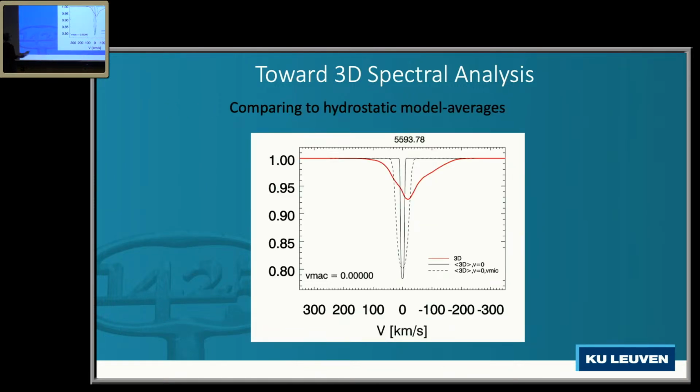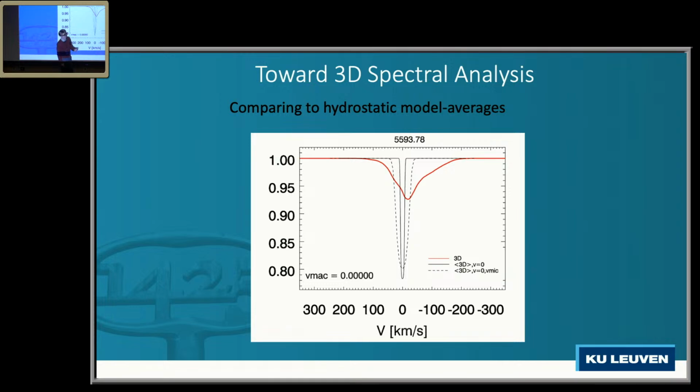Now, just to give you one first example, I took the optical line here, comparing to now a hydrostatic model average. So here is now my hydrostatic model average, where I just took the average and then set the velocity field to 0. What you can see is that the lines are much, much narrower, right? And that's your classical 1D micro-macro turbulence that produces this desaturation, the broadening. In this case, you can see that also the equivalent width of the line is changed.